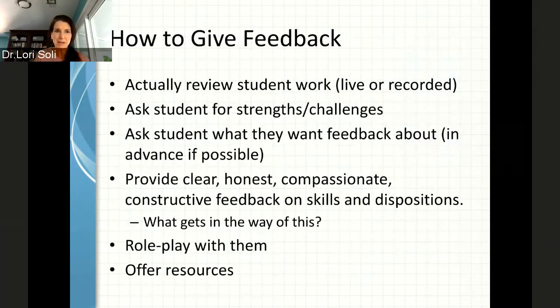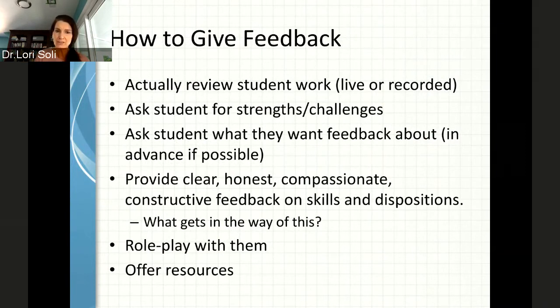So how to give feedback, and I'm actually going to say how to give feedback and also how to take feedback. It's important that we actually look at work for supervisees, make sure that you are asking for that. Asking the student or the supervisee for their strengths and challenges. What do they think is going well? What do they want feedback on? Asking for what they want feedback on in advance if possible.